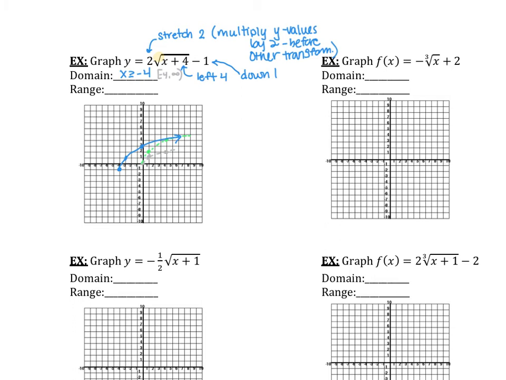My range value, notice I shifted down 1. So what used to be greater than or equal to 0 is now going to be greater than or equal to negative 1. So we could write y is greater than or equal to negative 1, or in interval notation, negative 1 to infinity. How'd you do on that one? All right, let's keep going.